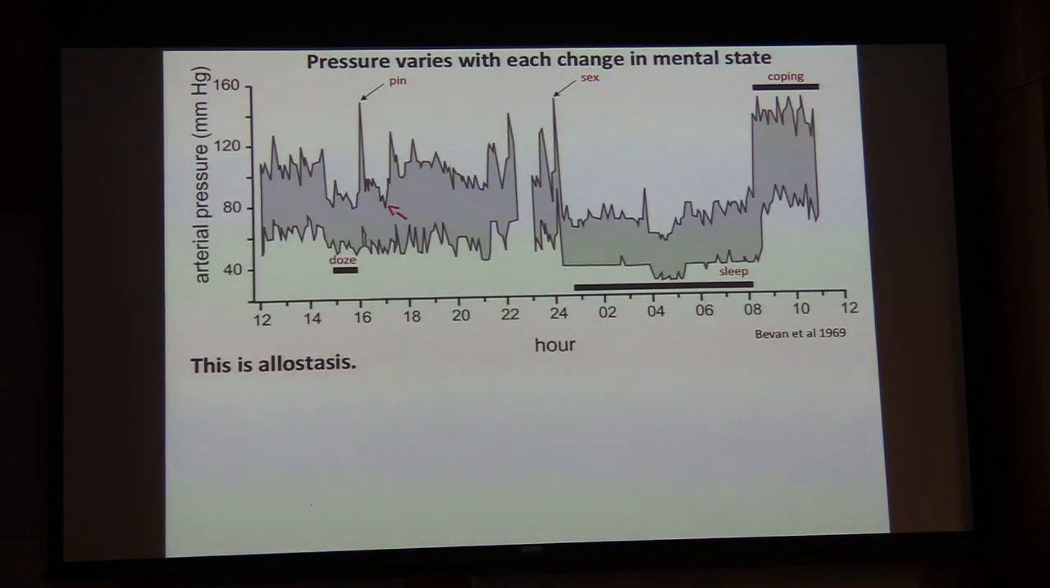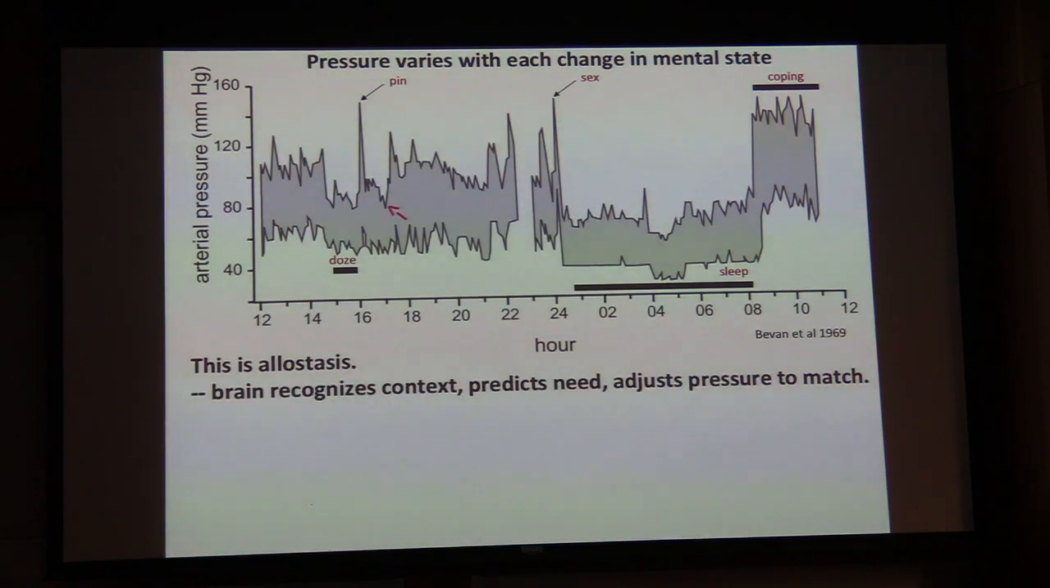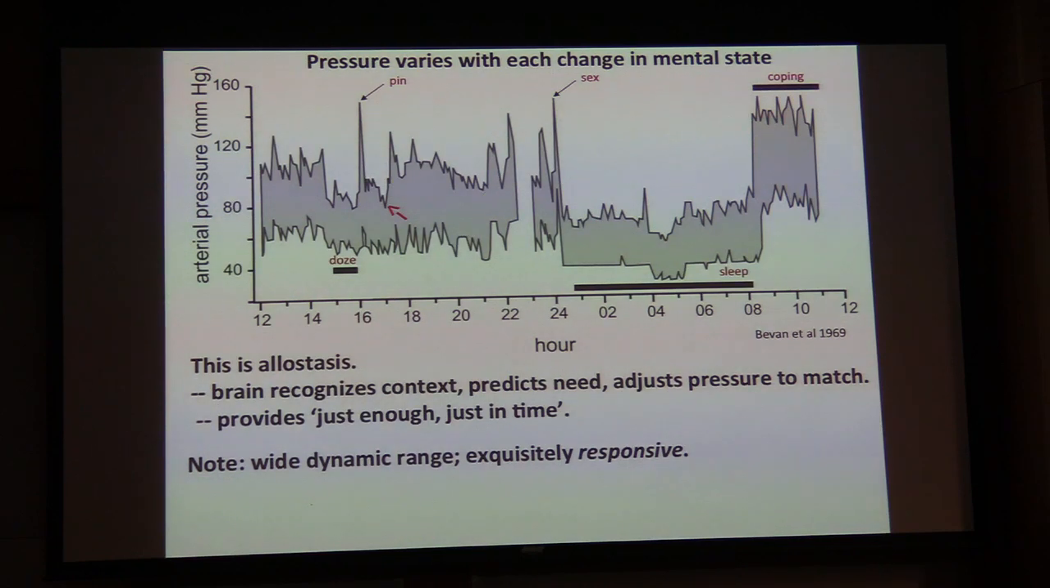So this is allostasis, where the resources are mobilized to match the need. The brain recognizes the context, predicts the need, and adjusts the pressure to match. And it provides just enough, just in time. I'd also call your attention to the very wide dynamic range, and that all of the pressure is always responsive to what's going on. And this is what I would call health: optimal responsiveness.